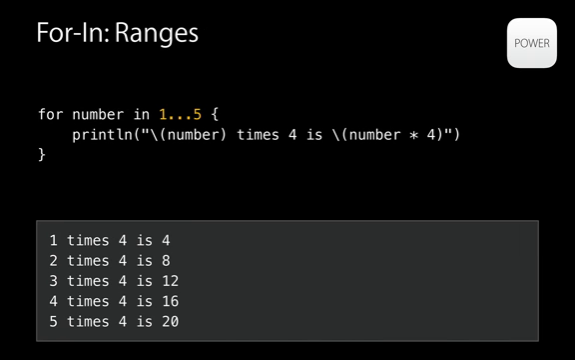We can use it with ranges. This is a way to write a range that includes the numbers at both ends. Here it's 1...5. That's known as a closed range, because it includes both 1 and 5 in that range. Here we're just printing the first 5 items in the 4 times table.